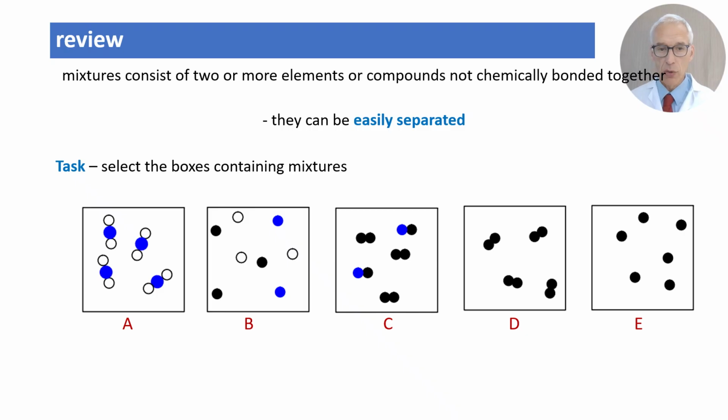Okay, so B has a mixture of different types of atom. C has a mixture of 2 types of compound, whereas in A, each molecule has the same formula, so it's one substance. D, each molecule has the same formula, and E, we just have single atoms which are identical. So only B and C are mixtures in that they contain more than one type of substance, not chemically combined.